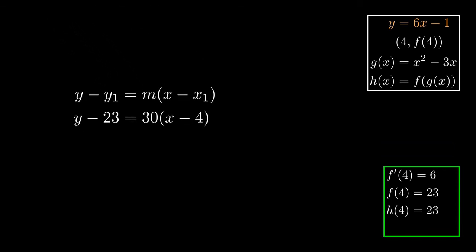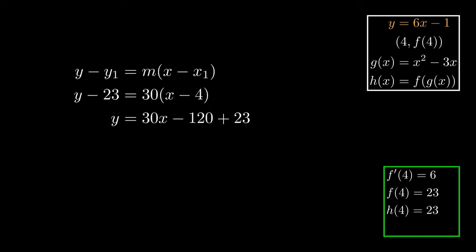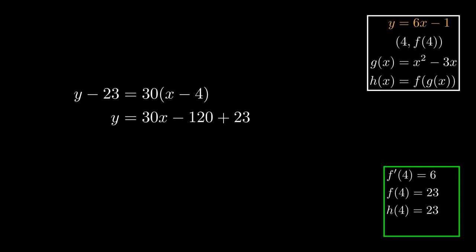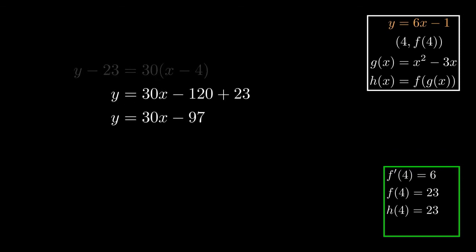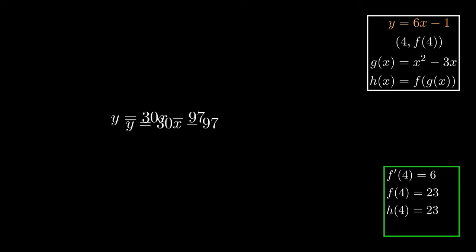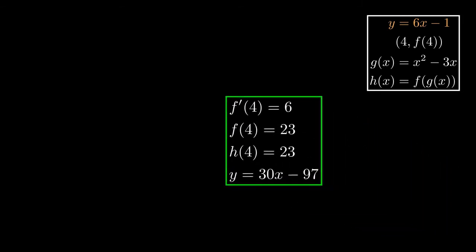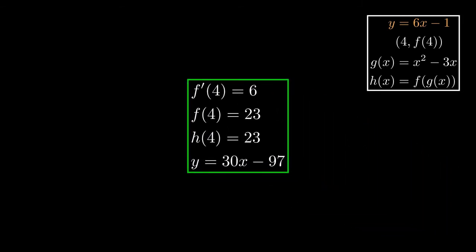So I'll do everything in one step. Distributing the 30, adding the 23, and we just do the final mopping up. There you have it. The equation of the tangent line of h at x equals 4. Very nice. And there's all the 4 bits. Okay. That's it for that one.